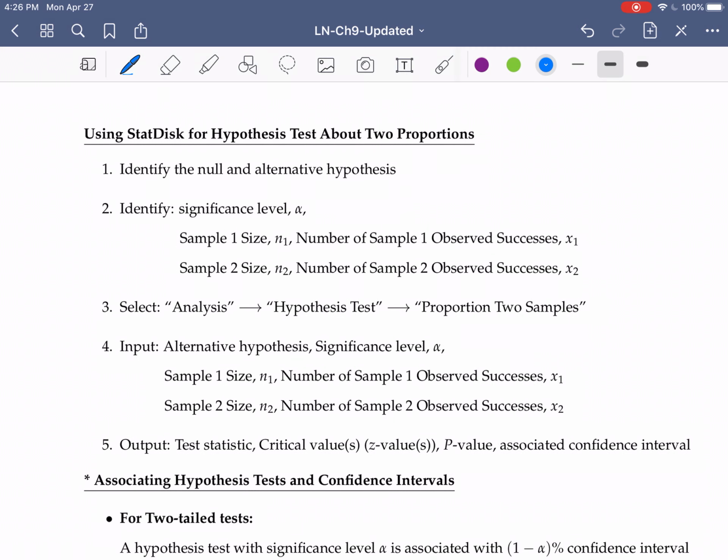We can use StatDisk to do this, and so here are those steps to roll through StatDisk to do a hypothesis test about two proportions. And we'll do this here in a moment.